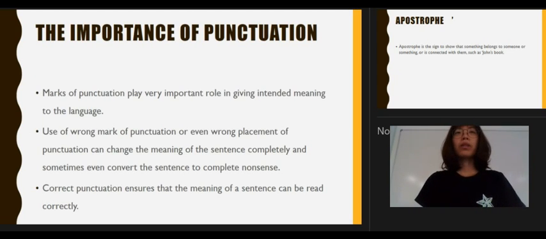So why is punctuation so important? Punctuation plays a very important role in giving intended meaning to a language.